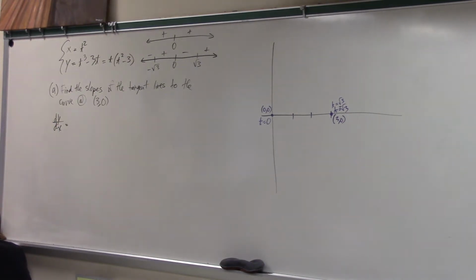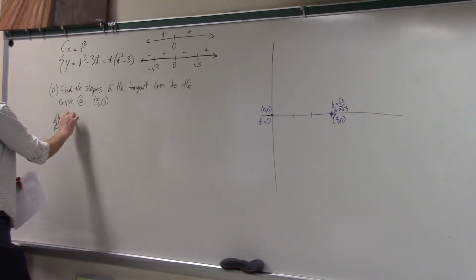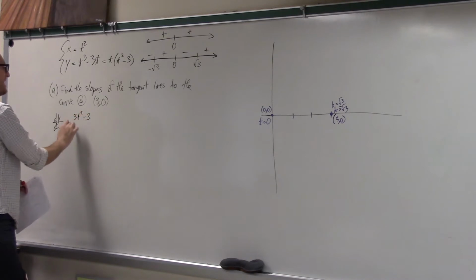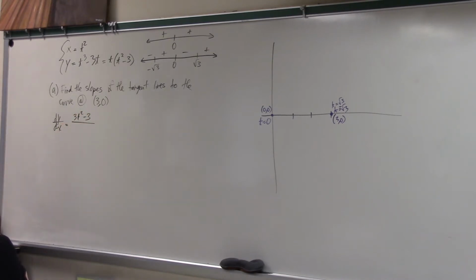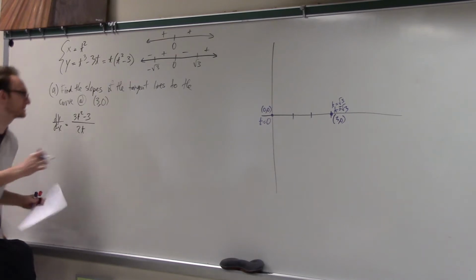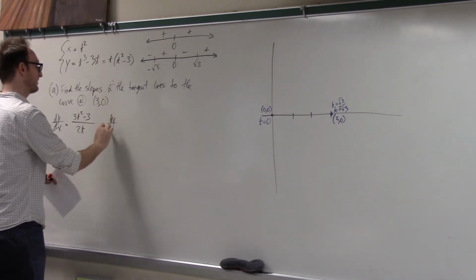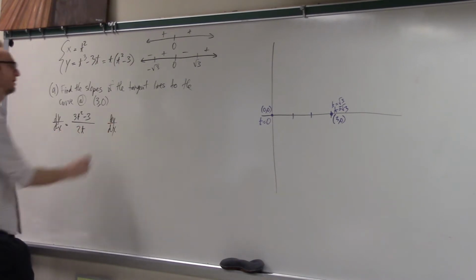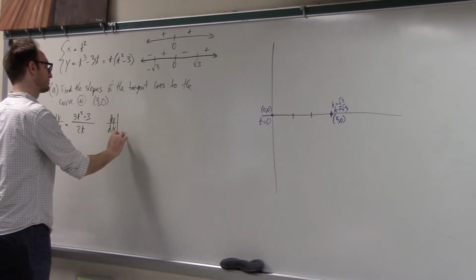dy dt over dx dt. Okay, what's dy dt? 3t squared minus 3. I agree. And what is dx dt? 2t. Ta-da! This is now a formula in terms of t, which will compute what the slope of the tangent line to the curve is at that point. Cool? Okay, and now I simply compute, if that's the formula for dy dx in general, what is dy dx at t equals root 3?